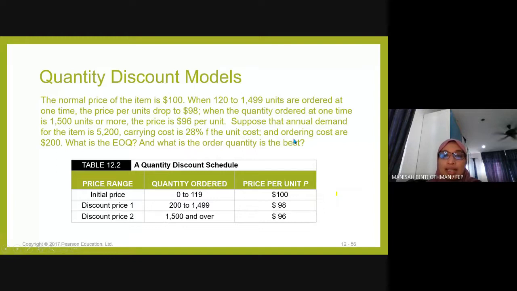which order quantity is the best. When you look here, you can see the lowest price is $96. Should you order at $96, which means ordering 1,500 and over, or maybe another quantity? We don't know until we do some calculation. We have a different price for each range.